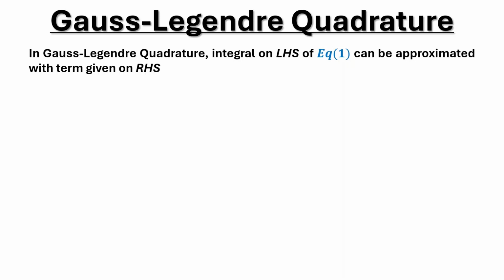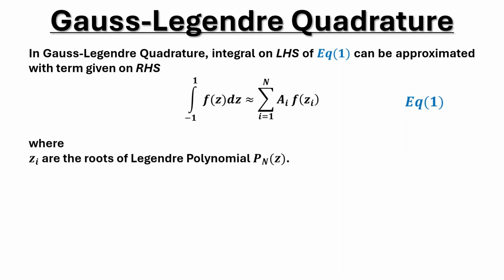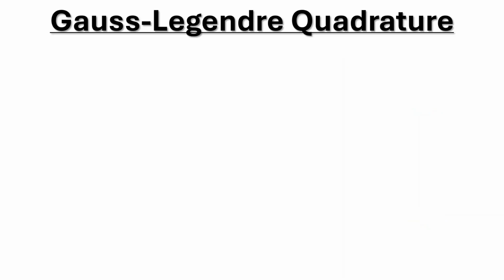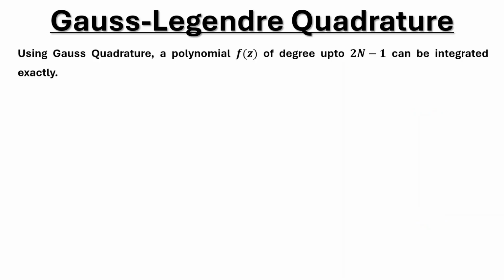In Gauss-Legendre Quadrature, the integral on the left-hand side of equation 1 can be approximated with the term given on the right-hand side, where zi are the roots of Legendre polynomial Pn of z, and ai are the corresponding weights given below. Using Gauss quadrature, a polynomial f of z of degree up to 2n minus 1 can be integrated exactly.